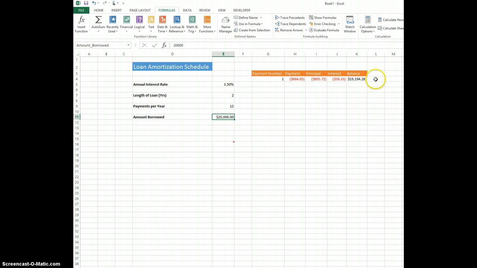So we can use those names as we build up this schedule here. So what's going to happen is there are going to be 2 times 12, which is 24 payments. So here's the first one, and we build it down as we go to 24.